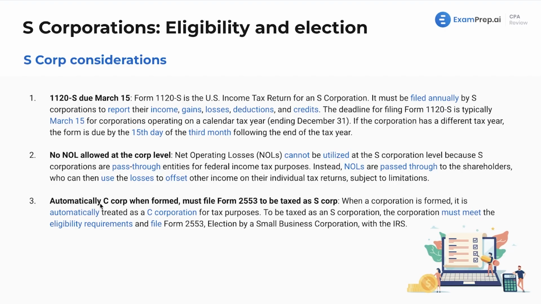Lastly here, automatically a C Corp when formed must file that form. We kind of beat this to death. So when you form a corporation, you're automatically a C Corp, and then in order to be an S Corp, you have to meet the requirements and file that form and then go through the whole process, kind of as we talked about before. A few other points as well.